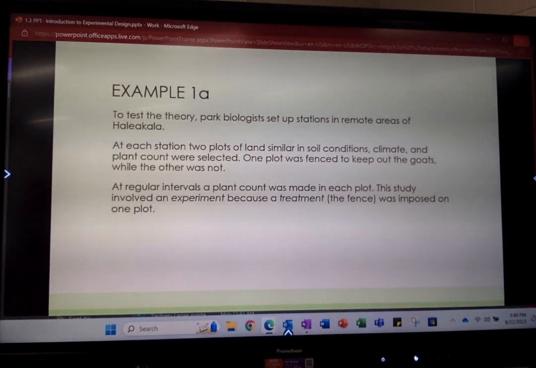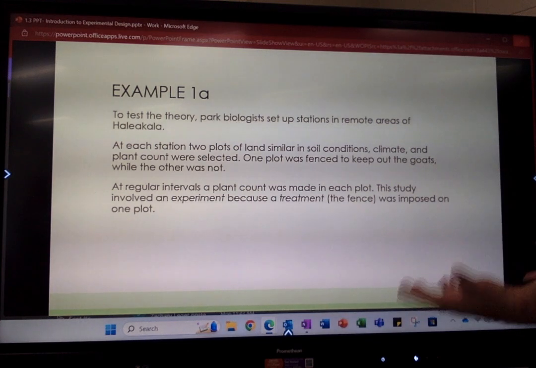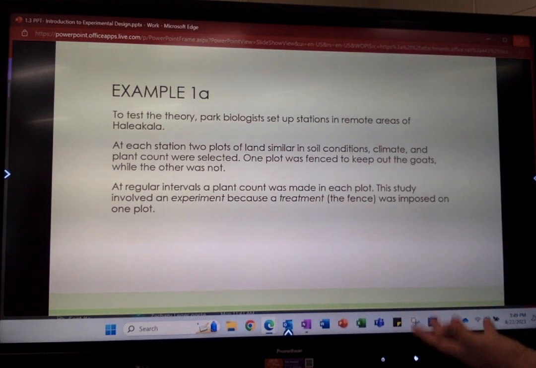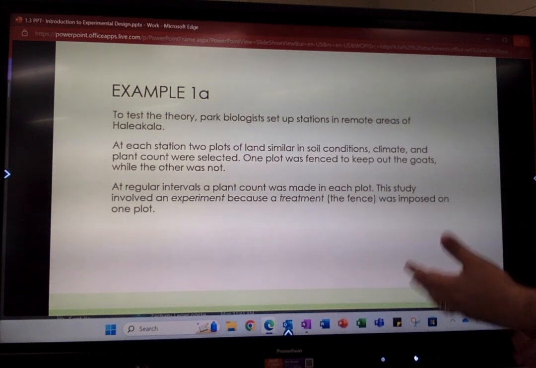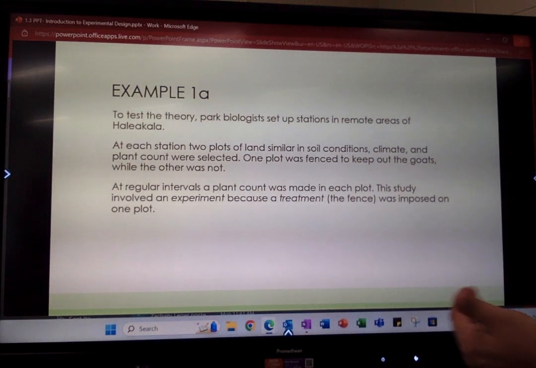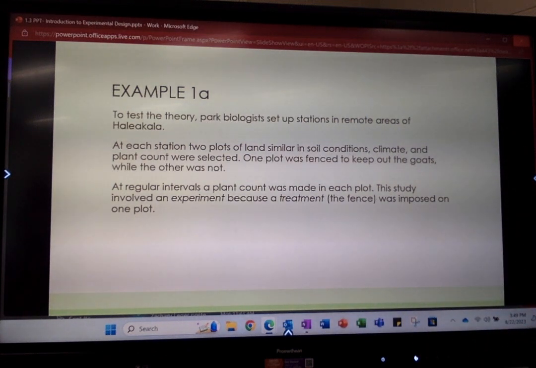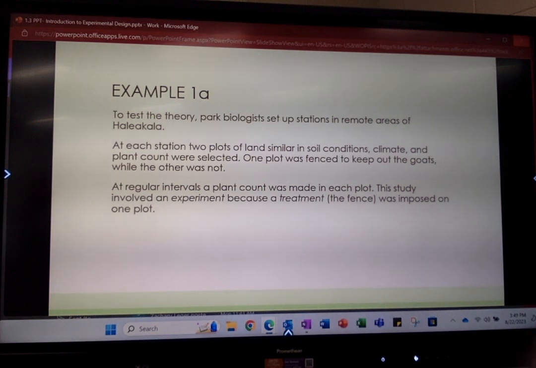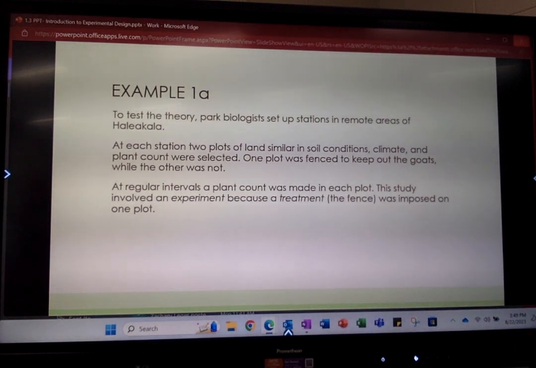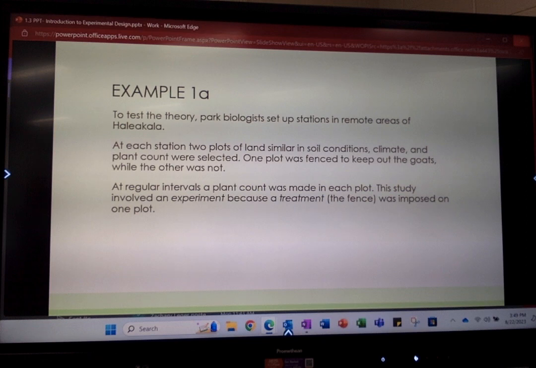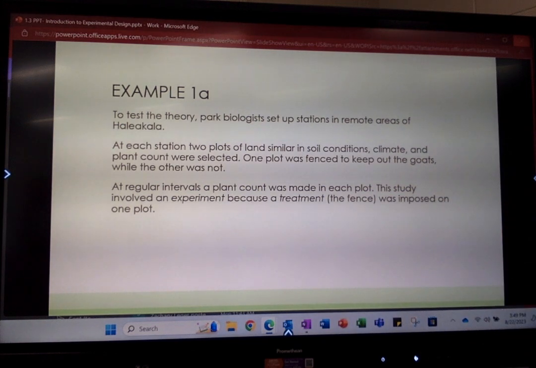At each station, two plots of land similar in soil conditions, climate, and plant count were selected. So one plot was fenced to keep the goats out while the other was not. At regular intervals, a plant count was made at each plot. This study involved an experiment because a treatment, aka the fence, was imposed on one plot. So this was an example of an experiment.